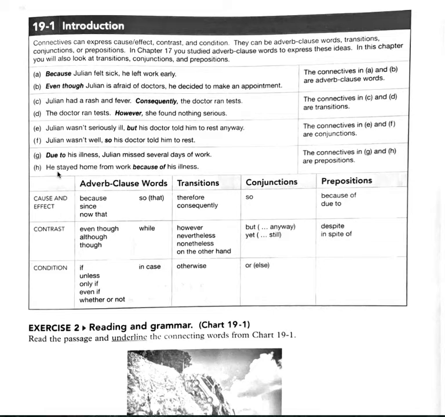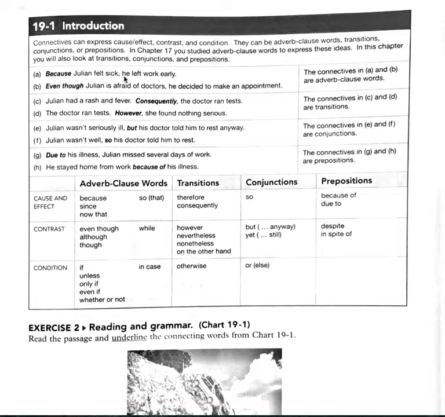Connectives can express cause and effect, contrast and condition. They can be adverb clause words, transitions, conjunctions, or prepositions. In chapter 17, you studied adverb clause words that express these ideas. In this chapter, you will also look at transitions, conjunctions, and prepositions. So look at letters A and B. And here, these are connectives that use adverb clause words to introduce an adverb clause.